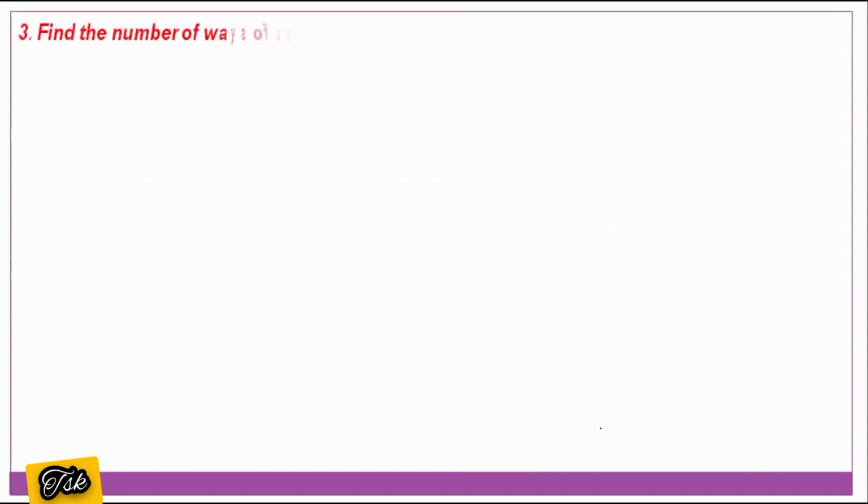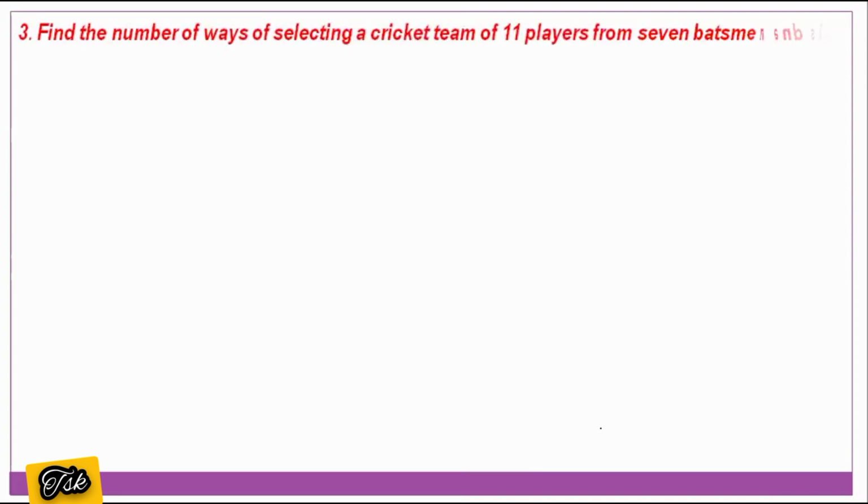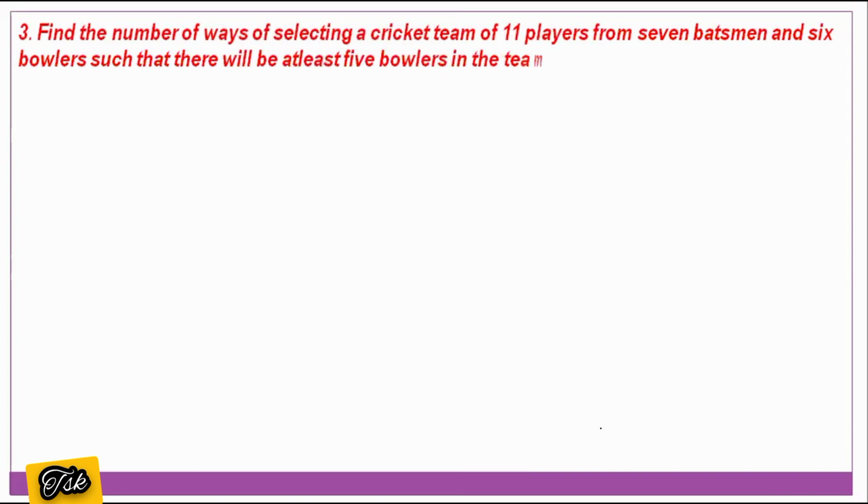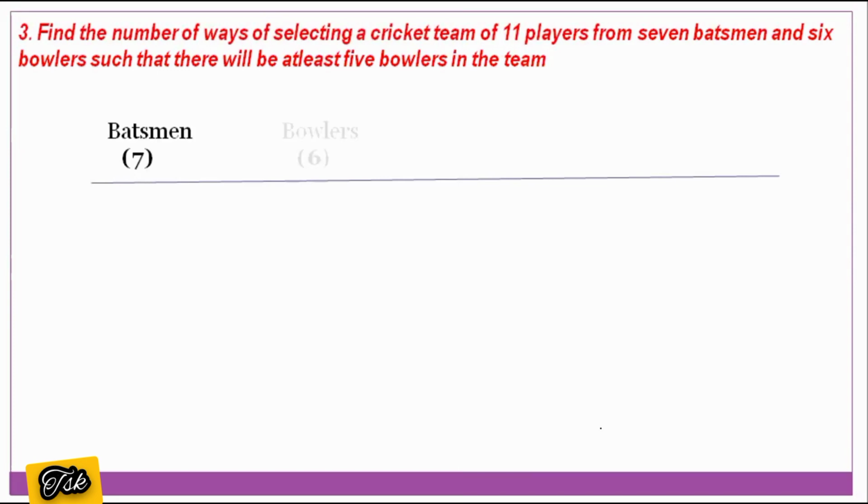Find the number of ways of selecting a cricket team of 11 players from 7 batsmen and 6 bowlers such that there will be at least 5 bowlers in the team. We can do this using a tabular column. I'll draw it like this. I divide into 3 columns. Batsmen is 7, then bowlers is 6. We have to form a team, so the number of ways of selecting 11 players.